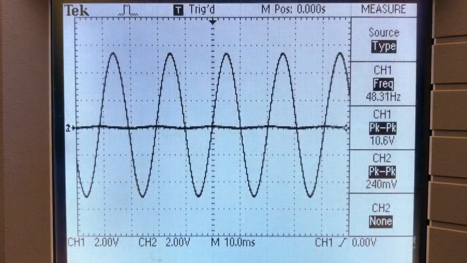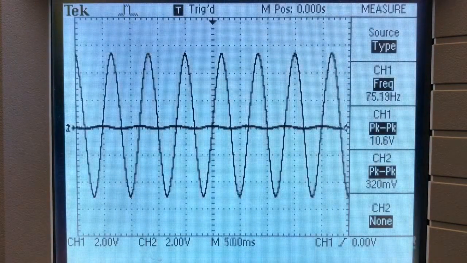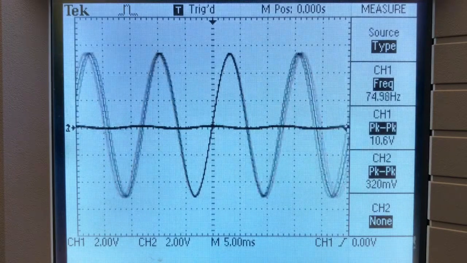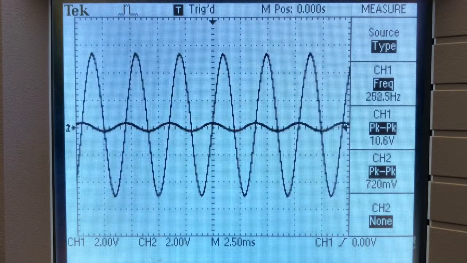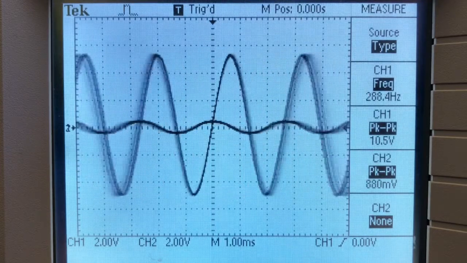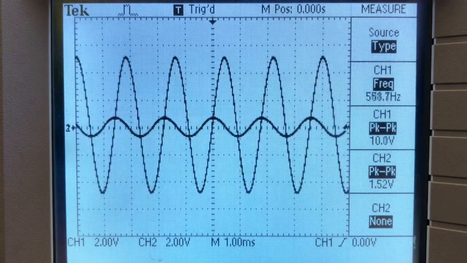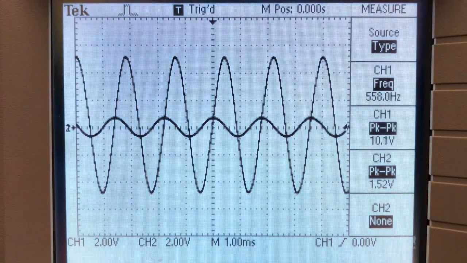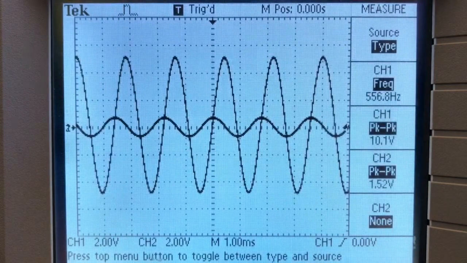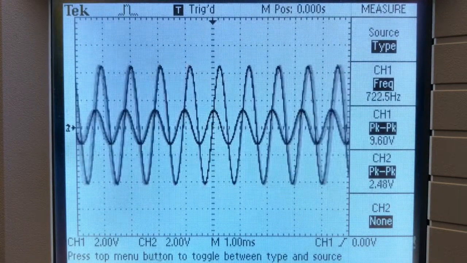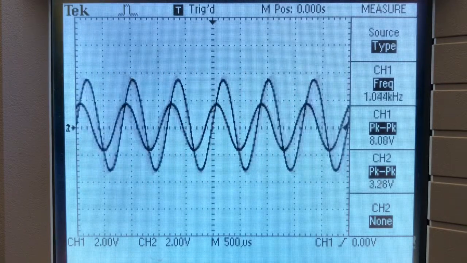So what I can do is start turning up the frequency, and I'm going to zoom in a few times as I do this. But you can see as I go up in frequency, if you're watching channel 2, that sine wave is starting to get larger in amplitude. And I'm going to stop here for a minute and just point out the phase shift. The current, which is represented by that smaller sine wave, you can see is ahead in time of the voltage. Well, yeah, we'll come back around to that in a minute. But as I turn the frequency up, you can see that current is getting larger and larger.